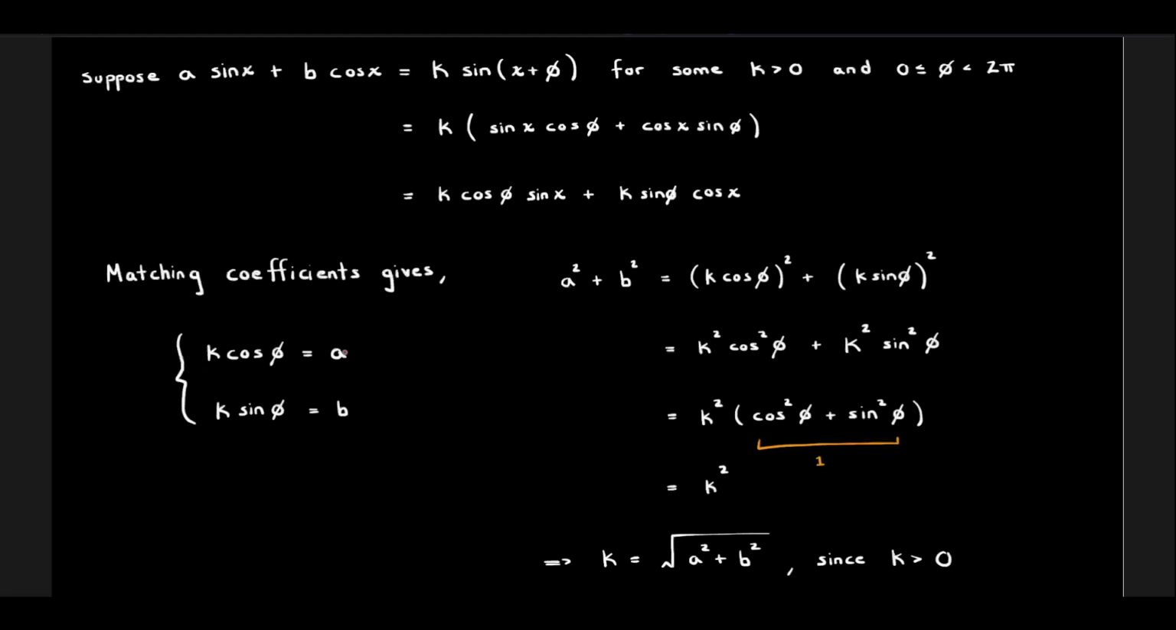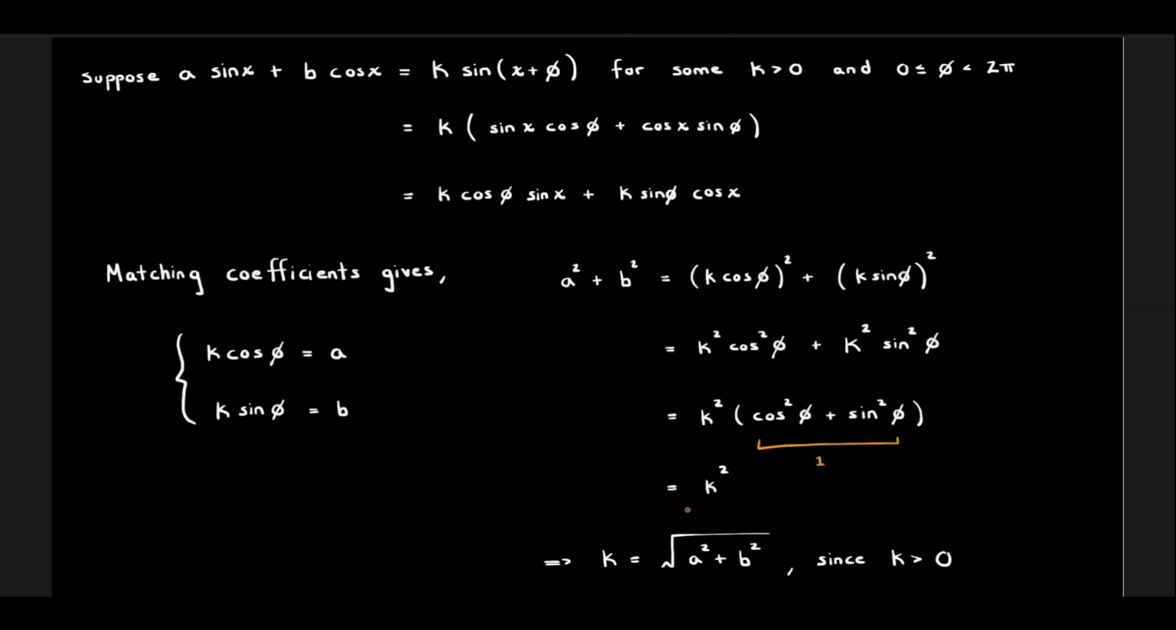One observation is that if I do a squared plus b squared, then that would be basically this thing squared plus this thing squared. And then if you apply the exponent properties, you get k squared cosine squared phi plus k squared sine squared phi. You can factor out k squared as common, and you're left with cosine squared plus sine squared. And that's the famous Pythagorean identity, which is just equal to 1. And so what we see is a squared plus b squared is equal to k squared.